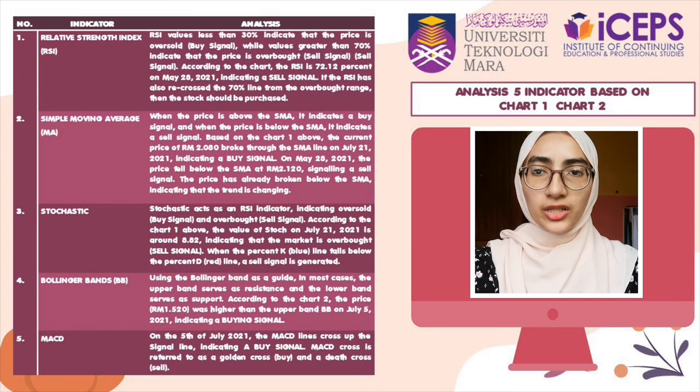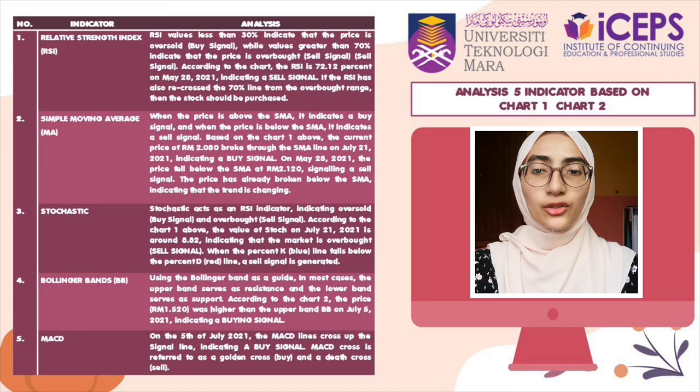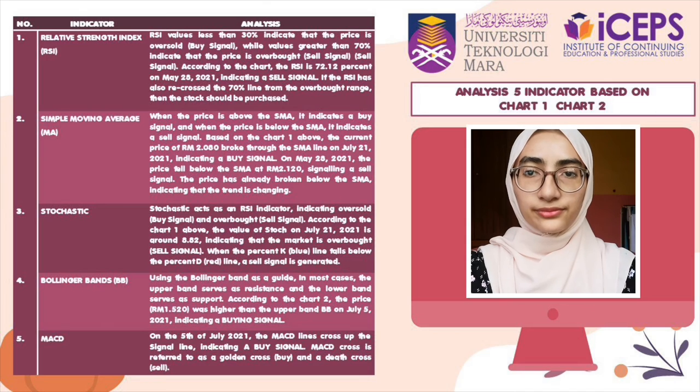For moving average, when the price is above the moving average, it indicates a buy signal. And when the price is below the moving average, it indicates a sell signal. Based on chart 1 above, the current price of RM2.082 broke through the SMA line on July 21st, 2021, indicating a buy signal.